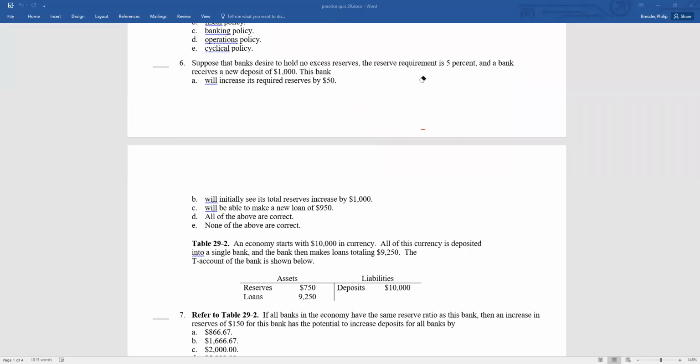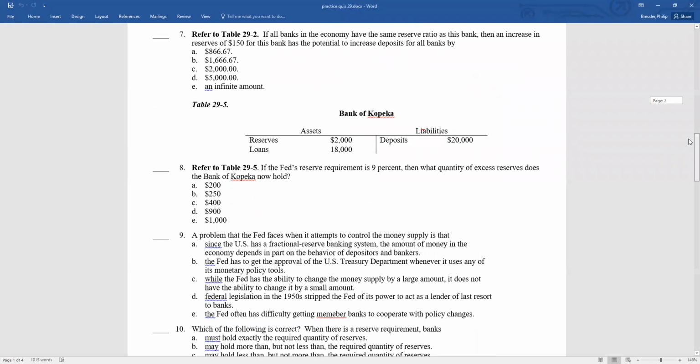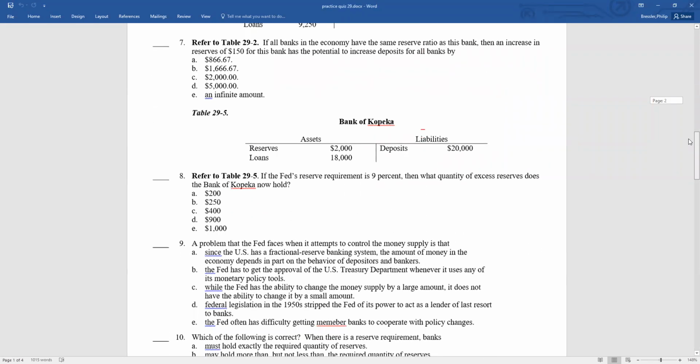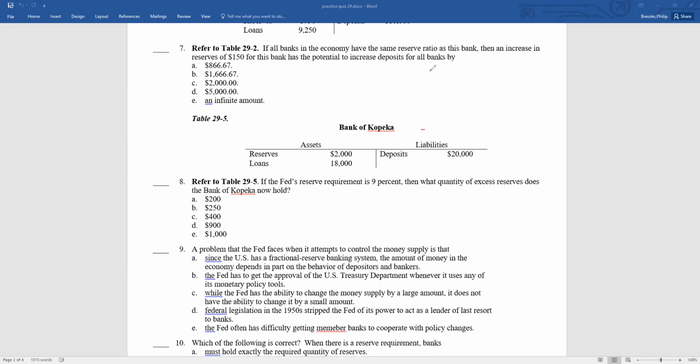I'm just going to erase that, and let's go on to the next question, which is question 7. Try to scroll down a little so we can see that better. Try to get a pen so I could write. Okay, so question 7: if all the banks in the economy have the same reserve ratio as this bank, then an increase in the reserves of 150 has the potential to increase deposits for all banks by.